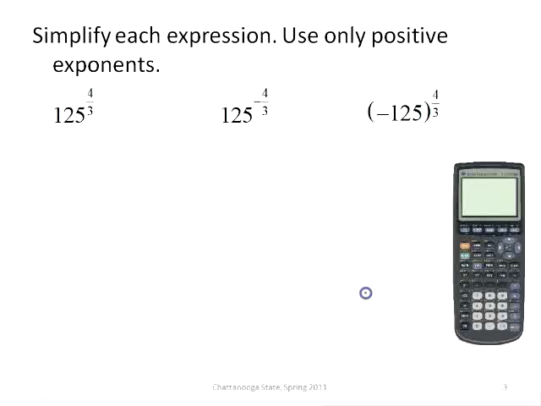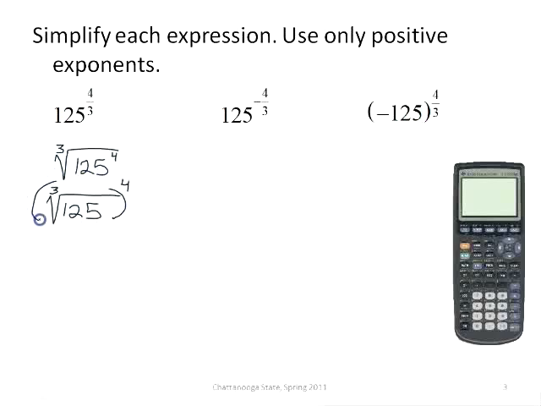So let's look at these expressions. I have basically the same numbers involved, but they're just in different forms. Here I have the base of 125 raised to the 4/3 power. So that means I have the third root of 125 raised to the 4th power, or the third root of 125 with the entire thing raised to the 4th power.